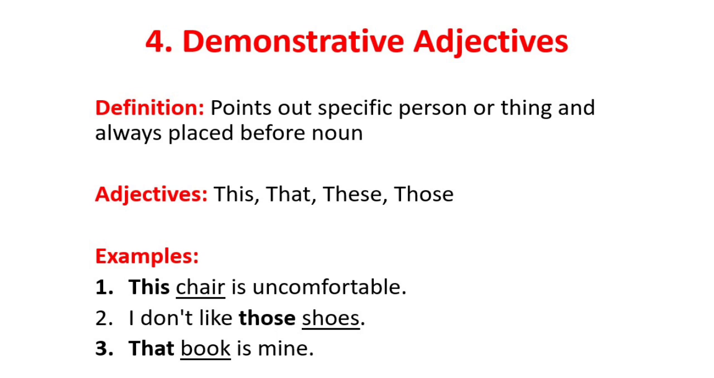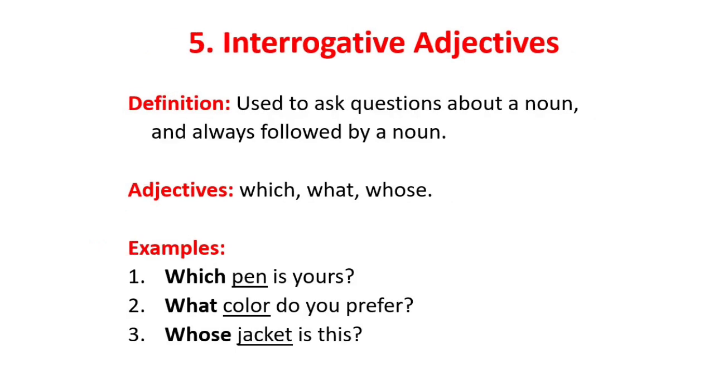Okay. Now let's see the next type. The fifth type is interrogative adjectives. So these adjectives are used to ask questions about a noun. Okay, and they are always followed by a noun, meaning they always come before a noun. Okay, so what are these adjectives? Which, what, and whose. Okay, these are the interrogative adjectives. And one more thing you have to remember, these adjectives always come before a noun.